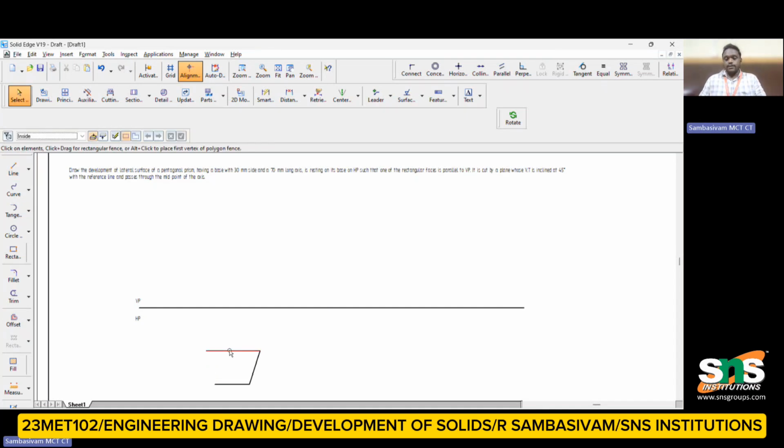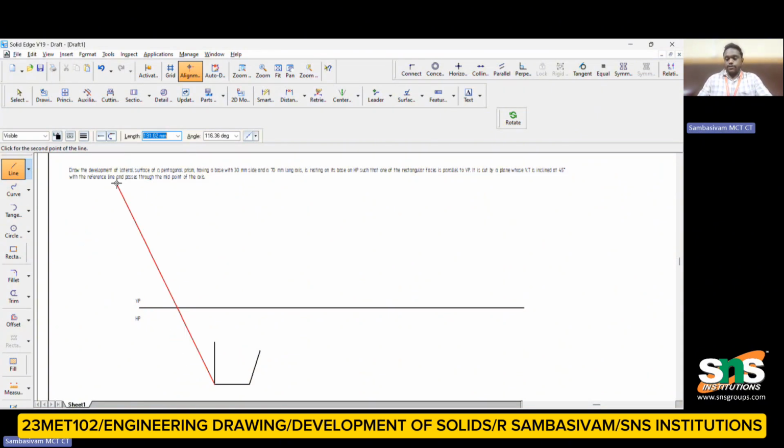Some may worry about how it has to be drawn. This is the straight surface we have to draw, and then again we have to draw. The total is 108 degrees, and already 90 degrees is there, so 108 minus 90 is 18 degrees. So we have to draw the line of 30 mm.